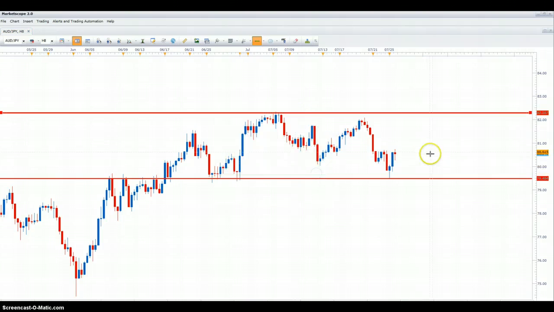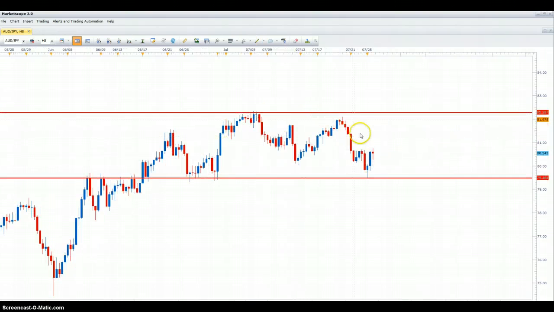And I think that this area up here, the 82.28 area, which is what I have drawn here, is a pretty reasonable target for this. And the AUD yen moves pretty decent, so even from the top of this candle, that's about 175 pips. So that's a lot of pips there to be found, and I think that that's probably a pretty reasonable trade as well.